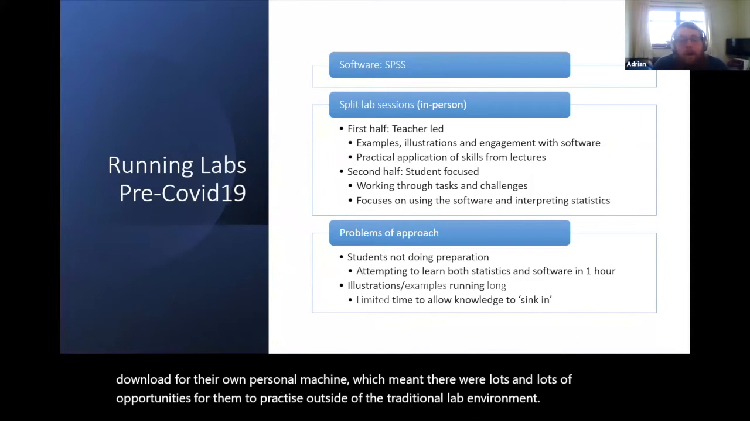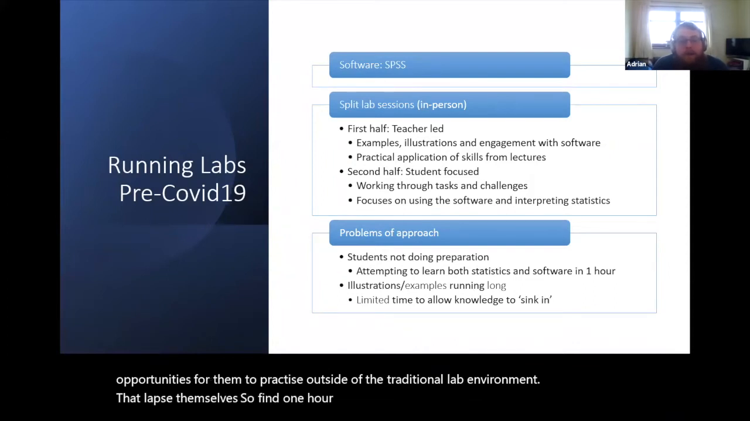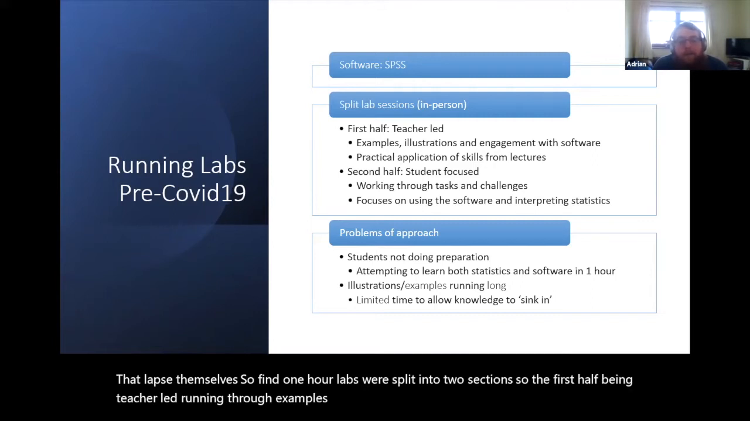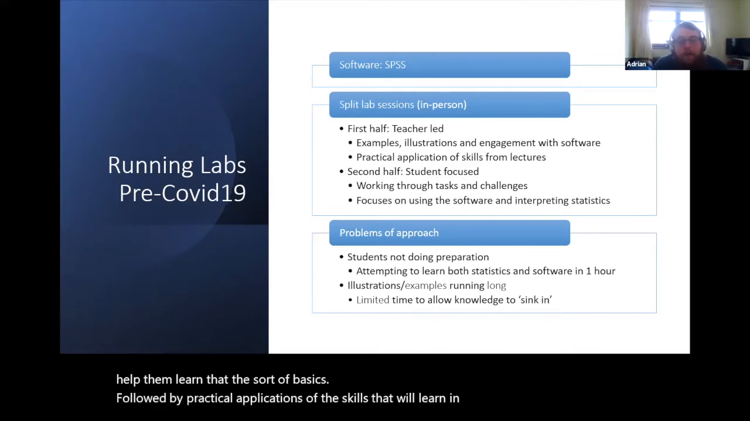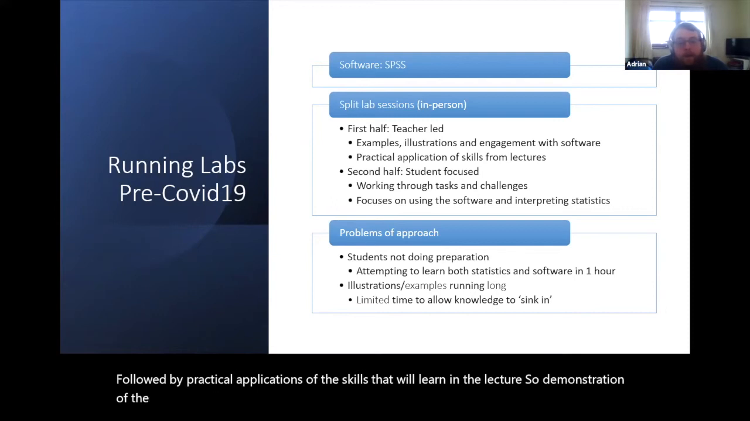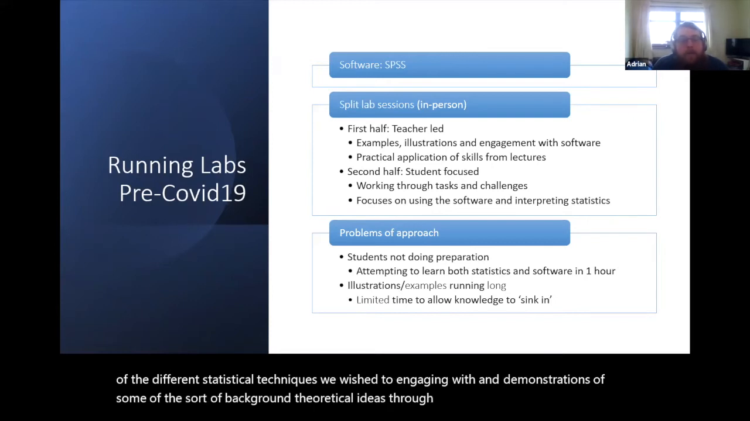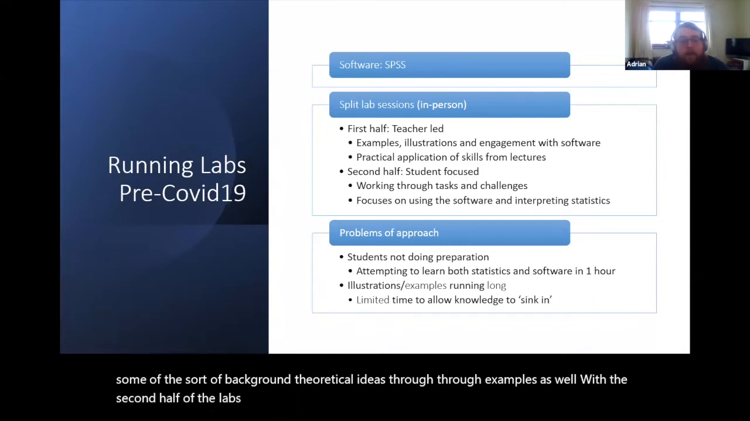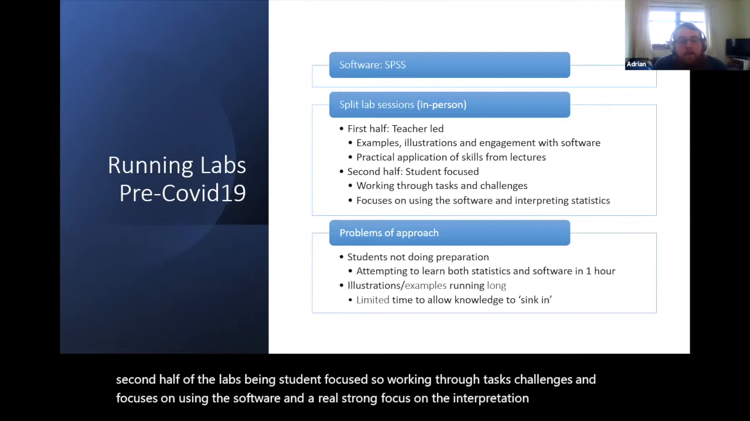The labs themselves, five one-hour labs, were split into two sections. The first half was teacher-led, running through examples, illustrations, and engagement with the software to help them learn the basics, followed by practical applications of the skills learned in the lecture: demonstration of the different statistical techniques we wished to engage them with, and of some of the background theoretical ideas through examples as well. The second half was student focused, working through tasks and challenges using the software, with a real strong focus on the interpretation of statistics, trying to build more on practical application.